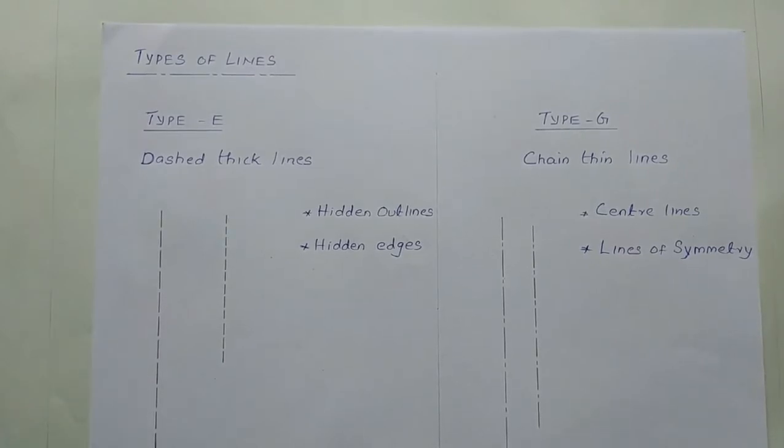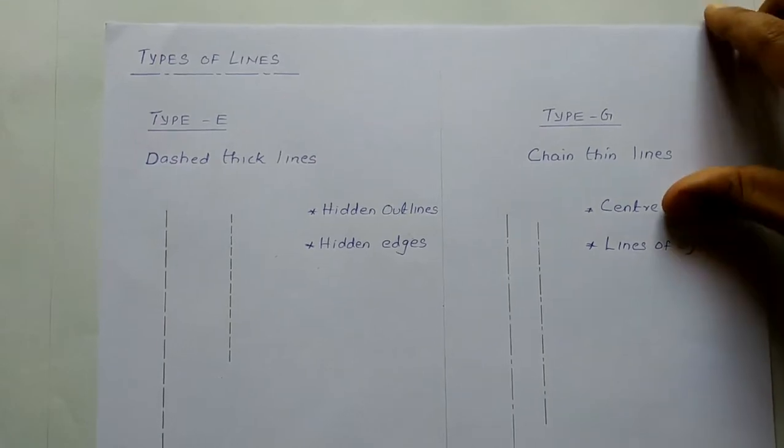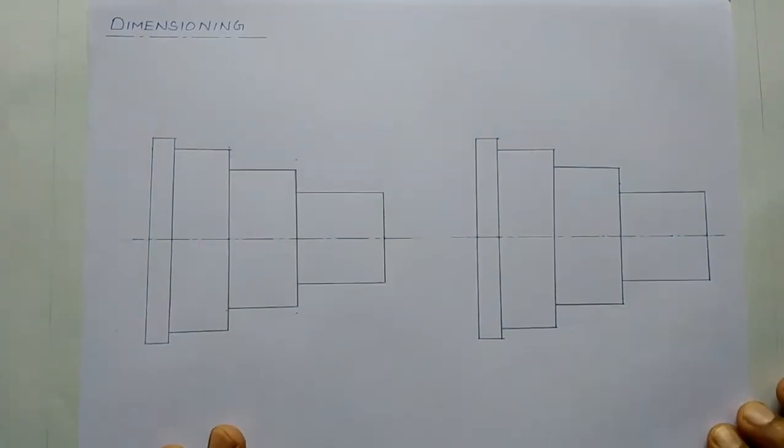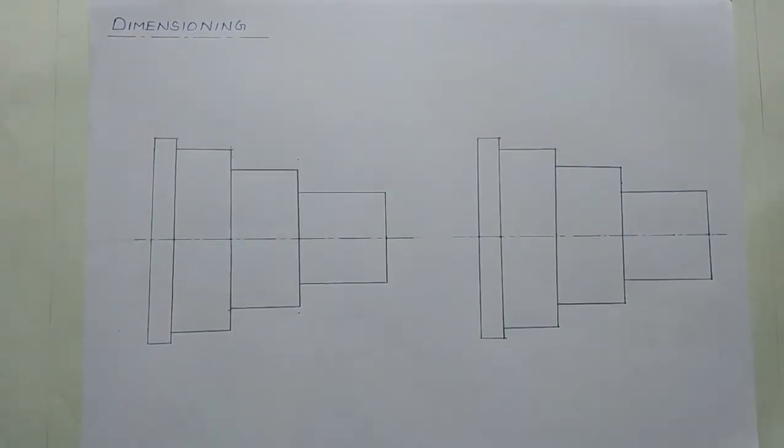We have got many other types of lines also, but for the time being, this is enough. And as and when required, I shall teach the remaining types of lines if at all it is required. Okay, now we shall go to the dimensioning process. Whenever we are drawing any sort of diagram, you need to dimension it. You need to mark the dimensions. Okay, then only the idea of that particular diagram will be clear.